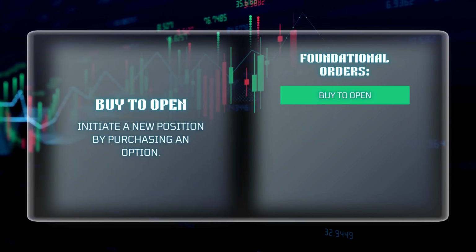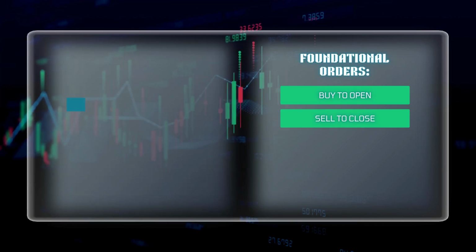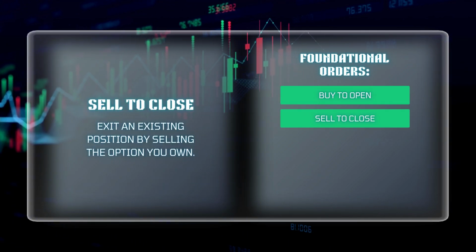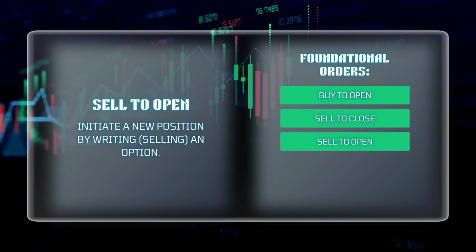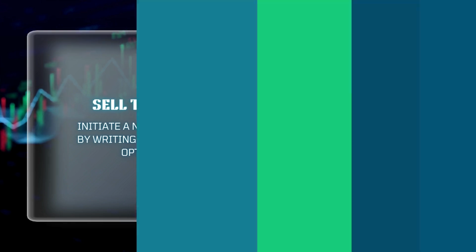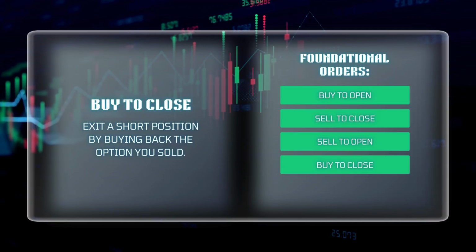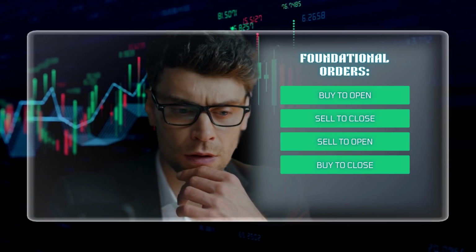Buy to open. Initiate a new position by purchasing an option. Sell to close. Exit an existing position by selling the option you own. Sell to open. Initiate a new position by writing, selling, an option. Buy to close. Exit a short position by buying back the option you sold. These orders form the backbone of options trading strategies.